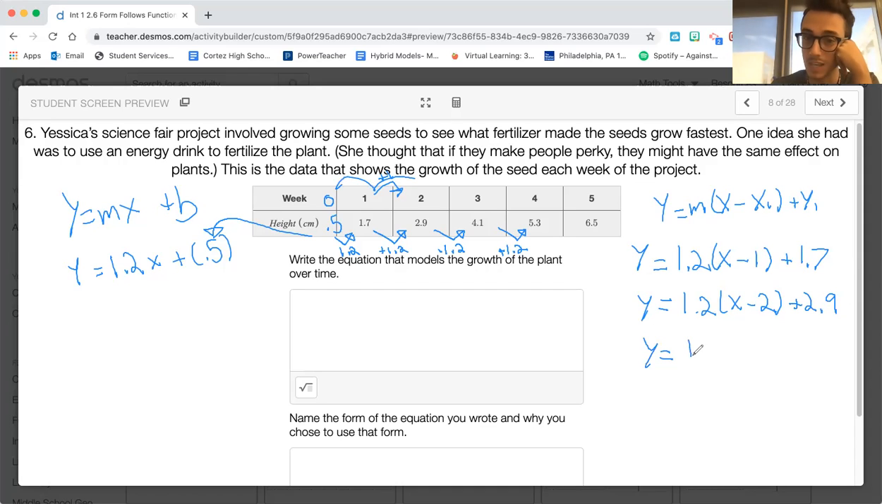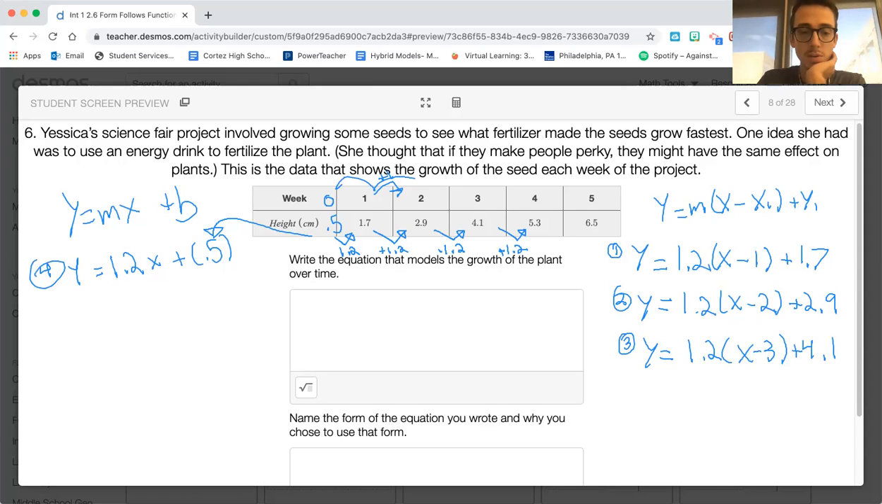Another option, you can keep going with these if you want. I think it's pretty good practice, honestly. x minus 3 plus 4.1. So lo and behold, we actually have several ways we could talk about this line. Count them: 1, 2, 3, 4. They all work. If you're not convinced, try them out.